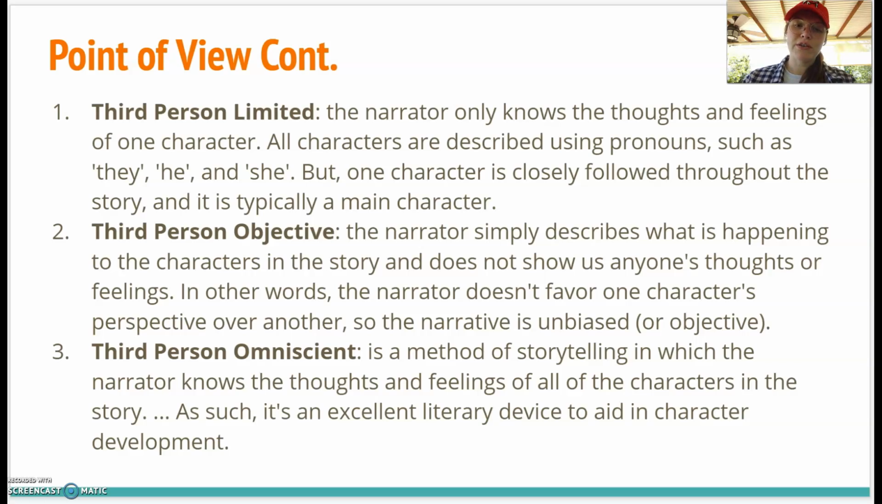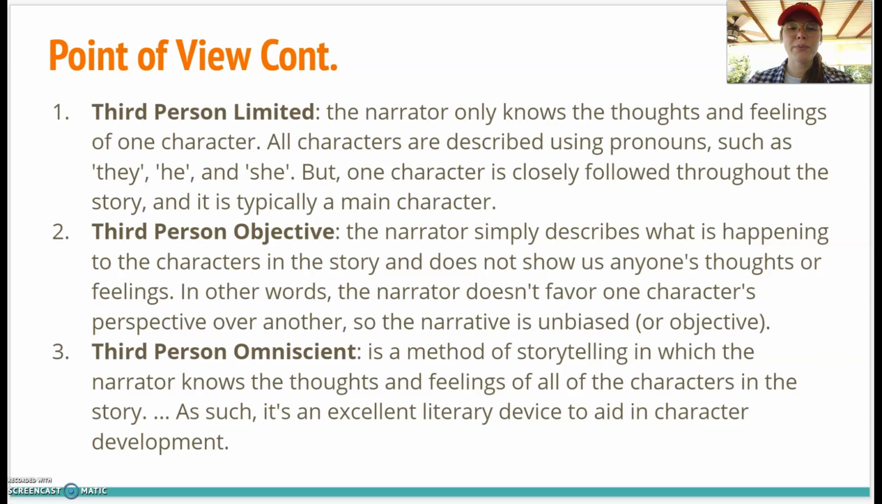Third person objective. The narrator simply describes what is happening to the characters in the story and does not show us anyone's thoughts or feelings. In other words, the narrator doesn't favor one character's perspective over another. So the narrator is unbiased or objective.